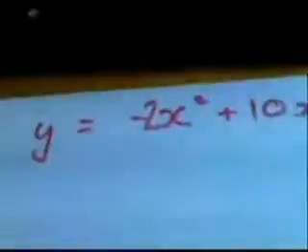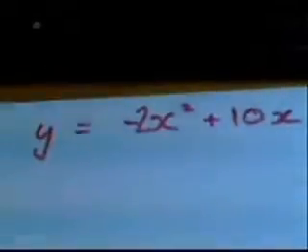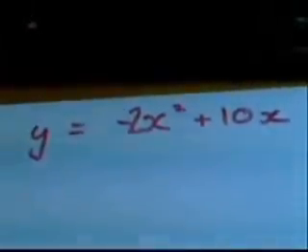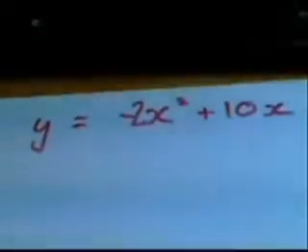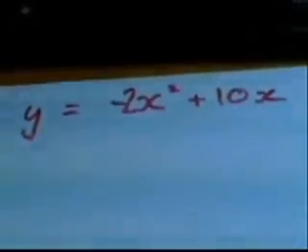Your challenge is to find what we call a stationary point, either a maximum or minimum point, for y equals negative 2x squared plus 10x. So you have to not only find out where the gradient is 0, but tell me, is it a maximum or minimum point? Have a go at that, press pause now and come back with your answer.